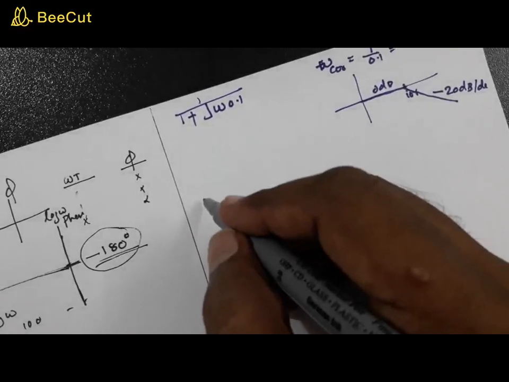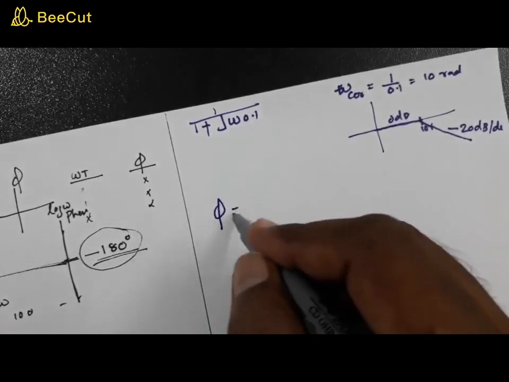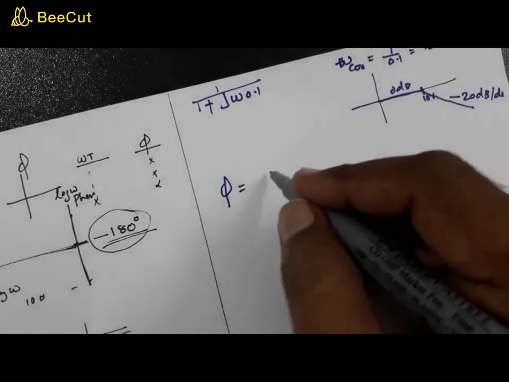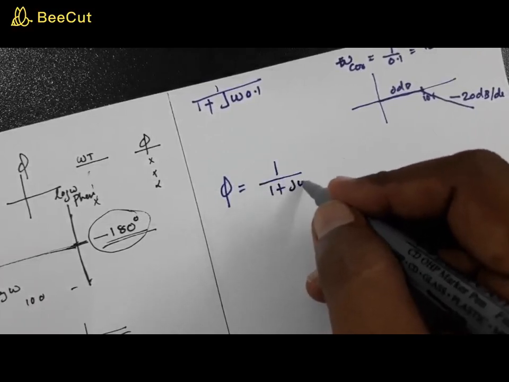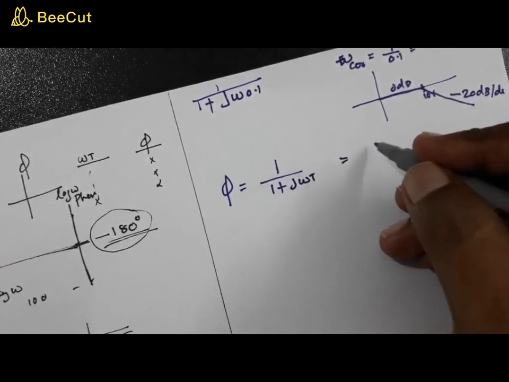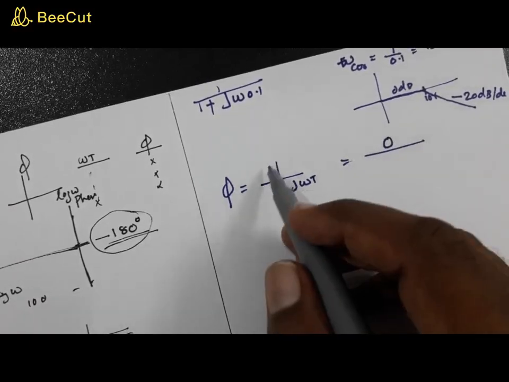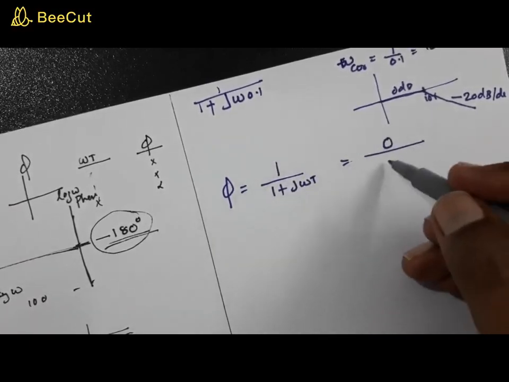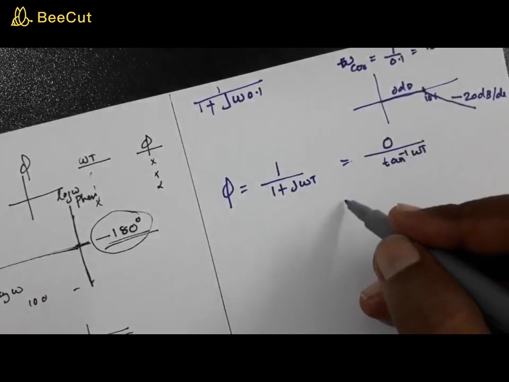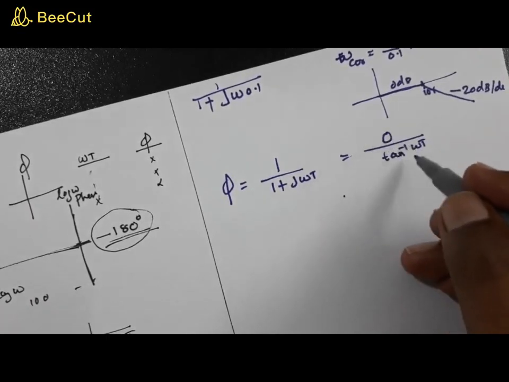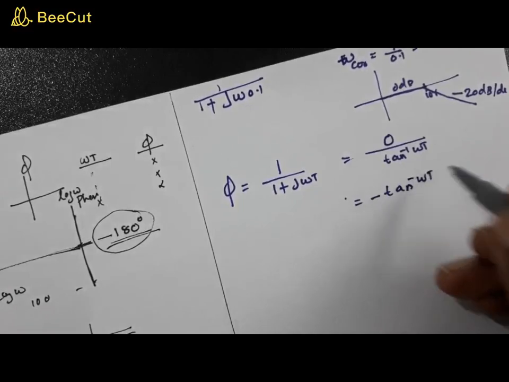Now what will be the phase? The term is 1 by 1 plus j omega t. How will you find out the phase of the numerator by denominator? The net phase of the numerator is 0. The phase of the denominator will be tan inverse omega t. So the effective phase will be the numerator minus the denominator, which is going to be minus tan inverse omega t.